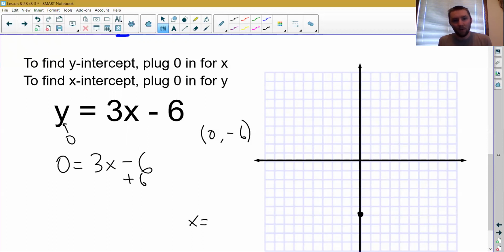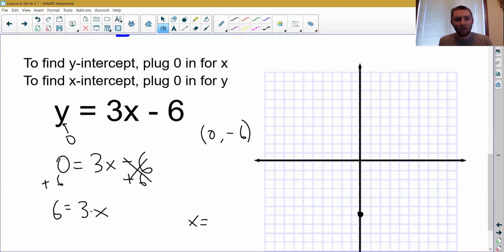So I'm going to undo the minus 6 first, because that's at the end of the order of operations. And I do it on both sides, right? Whatever I do on one side, I do on the other. 0 plus 6 is 6. That's equal to 3x. Remember that 3x means 3 times x.